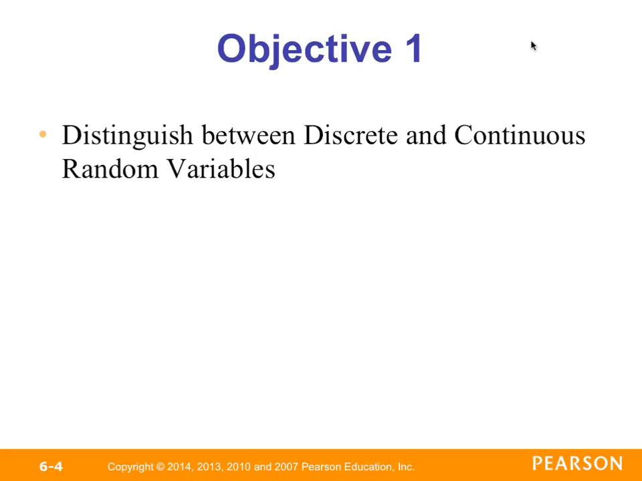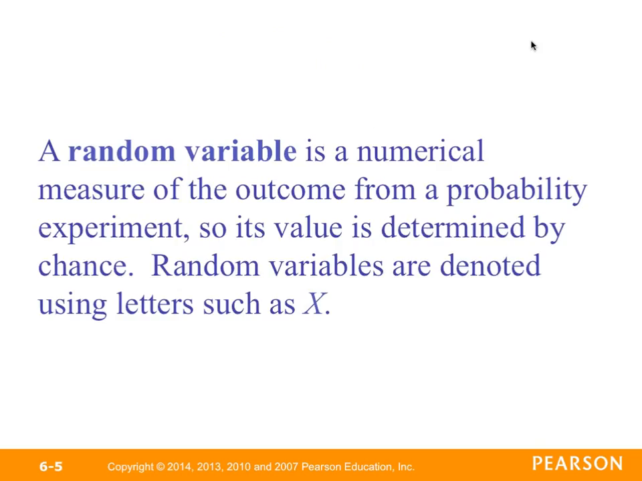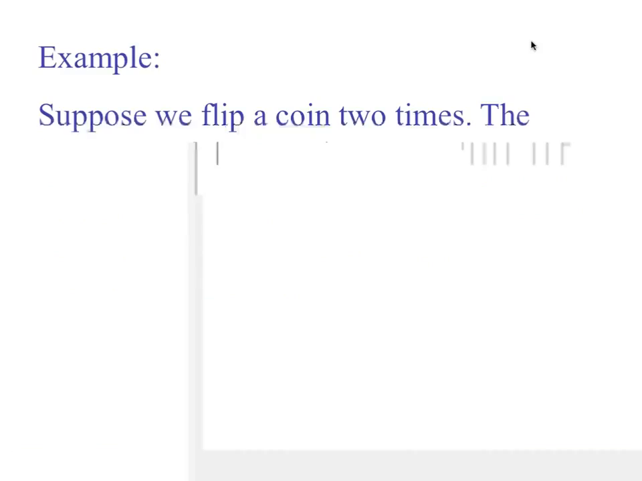This is distinguishing between discrete and continuous random variables. So a random variable is a numerical measure of the outcome from a probability experiment. So its value is determined by chance. Random variables are denoted using letters such as x. So let's talk about an example.